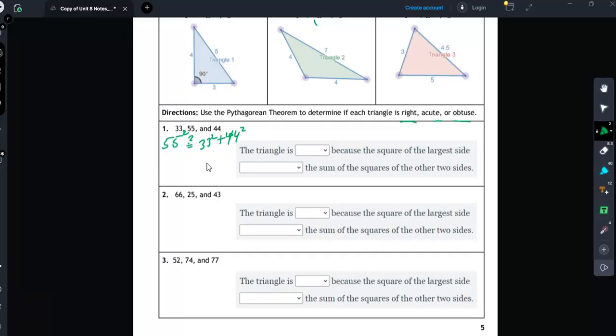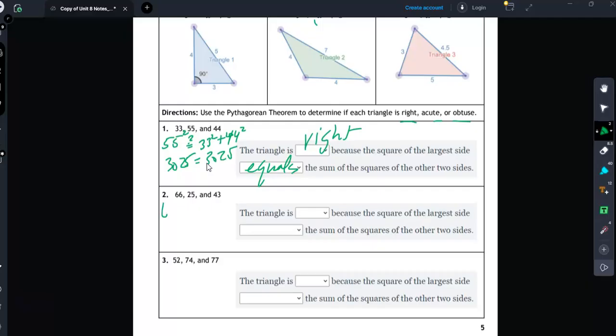So 33 squared plus 44 squared gives me 3,025. 55 squared is 3,025. So they are equal. What do we have? Right. The triangle is right because the square of the largest side equals the sum of the squares of the two other sides.